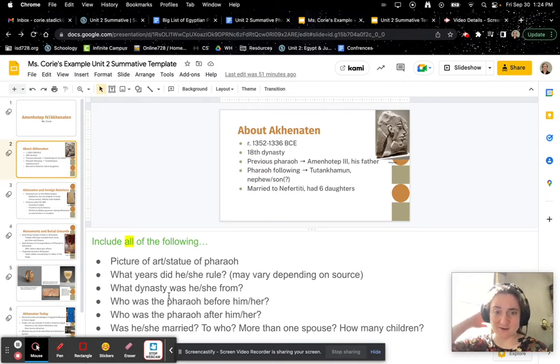If you can't, that's okay. You can just say married to unknown person if you can't find it. But if you do find it, please put it in. Or if you can find how many spouses they had and how many children they had. So up here, here's my example. Okay, so Akhenaten, he was from 1352 to 36. He was part of the 18th dynasty. His previous pharaoh was Amenhotep III, who was his father. The pharaoh following him was Tutankhamun, which is his nephew, maybe his son? Question mark. And then he was married to Nefertiti, and he had 6 daughters. Okay.